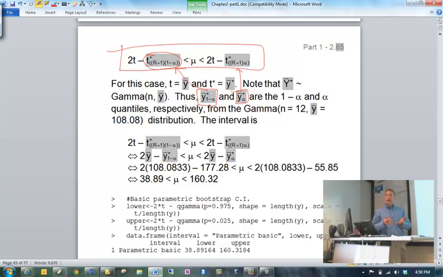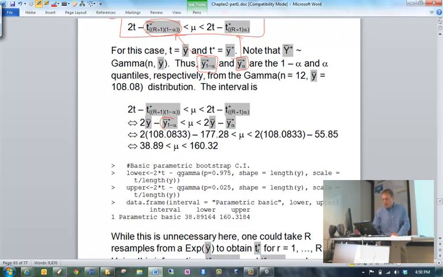Then I can go to the qgamma function in R to find the corresponding quantiles. The upper quantile is 177.28. The lower quantile is 55.85. You go through all the math and get 38.89 to 160.32 as the actual interval. Is this interval similar to the one that we just calculated? The previous interval was 65.89 to 209.17.